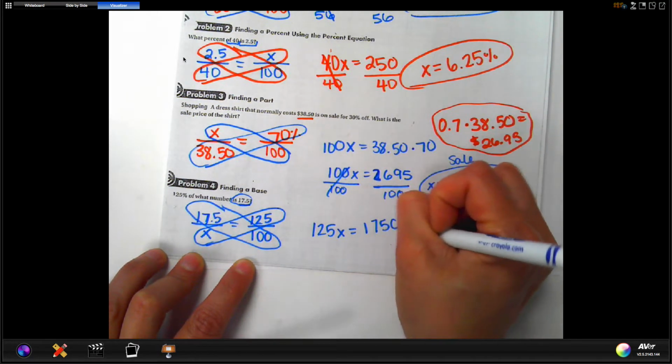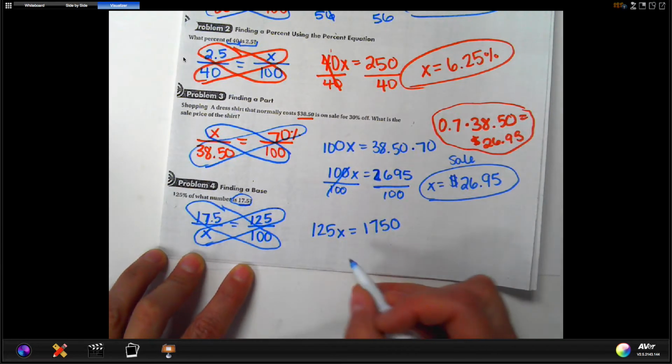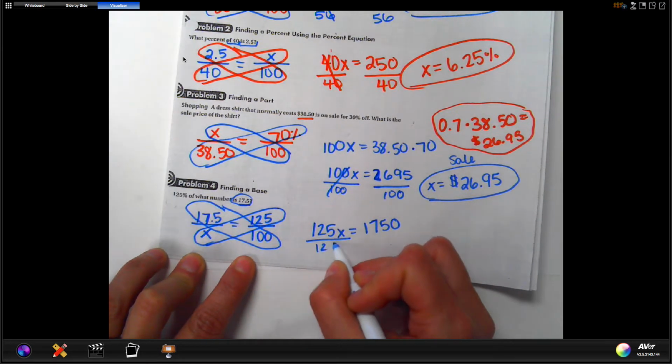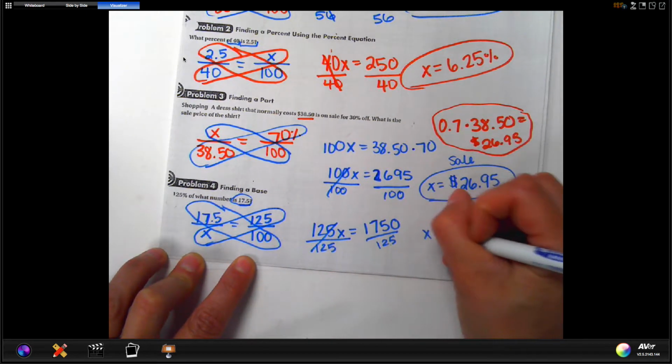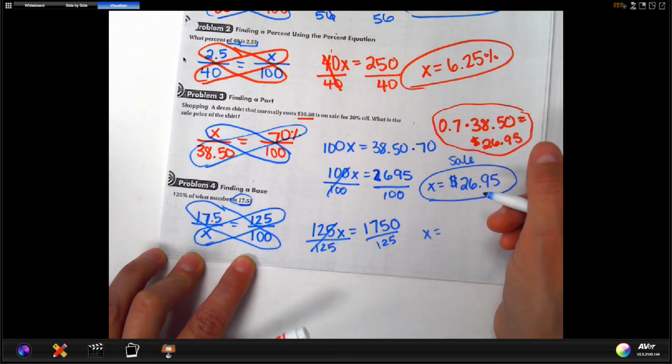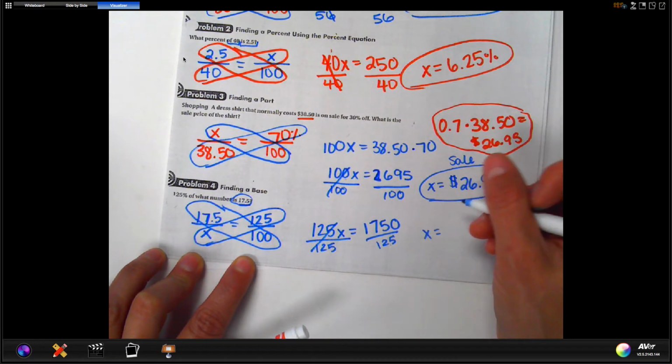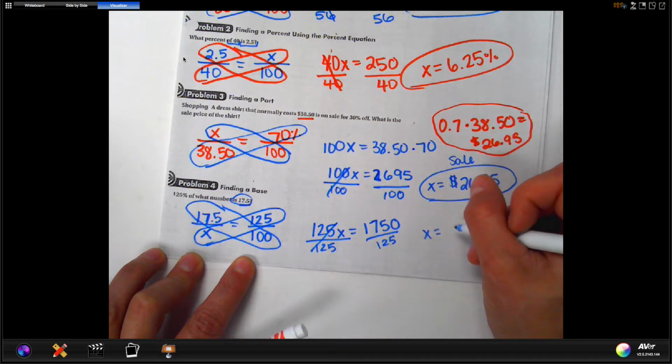Okay. And then what do we divide? 125. Okay. And now we're looking for the whole here. What do we get? Say it louder. 1.5?